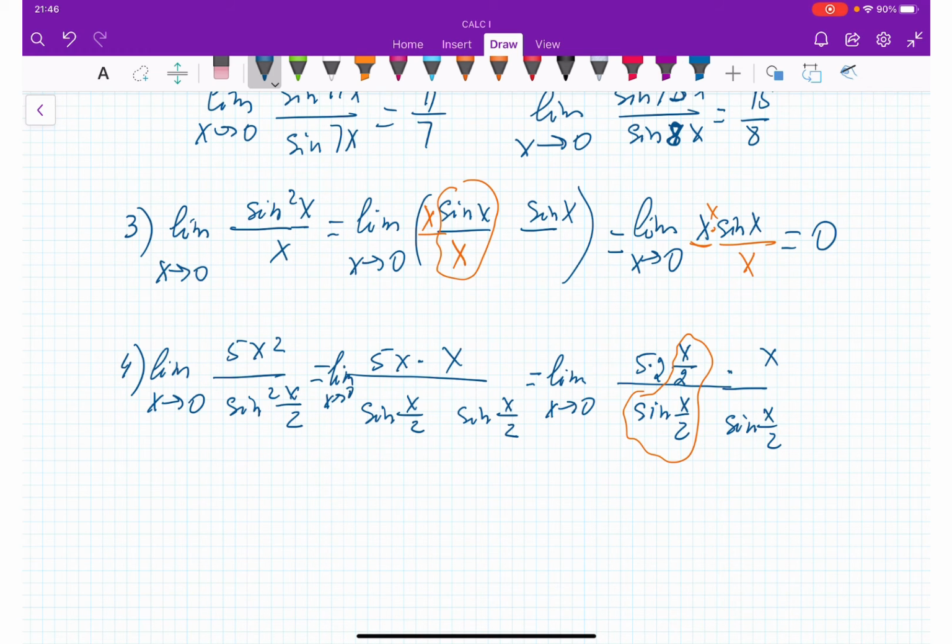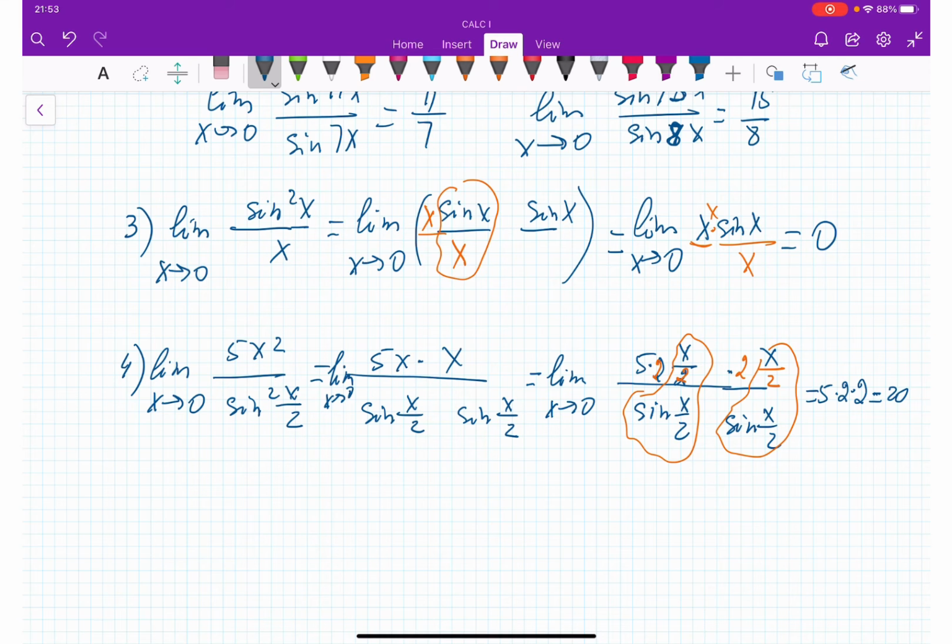So let me change the color here. Divide by 2, multiply by 2. Same thing I'm doing here. Divide by 2 and multiply by 2. Which means this piece also will become 1. And as a result, the answer is going to be 5 times 2 times 2. And that is equal 20.